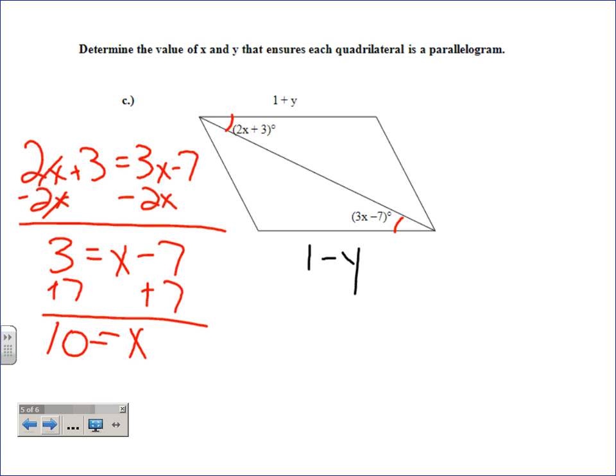If you put 10 back in, do those angles actually end up being congruent? They're both what? 23. And what does that really tell us again? That the top and bottom are parallel. Okay. So we've got that. If x equals 10, we got the top and bottom being parallel, but we also have to find what y value will make the top and bottom congruent.